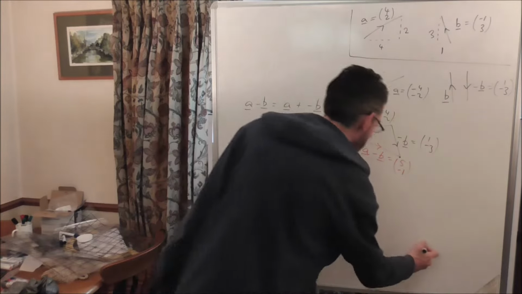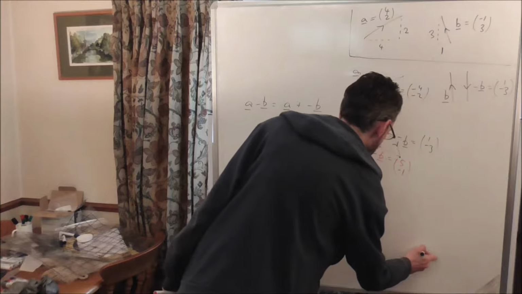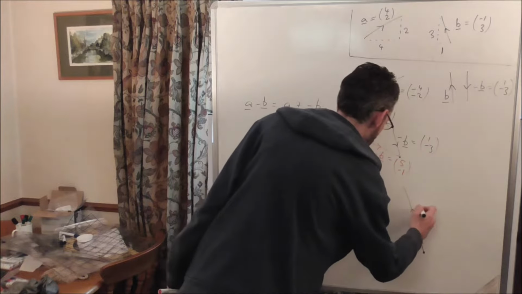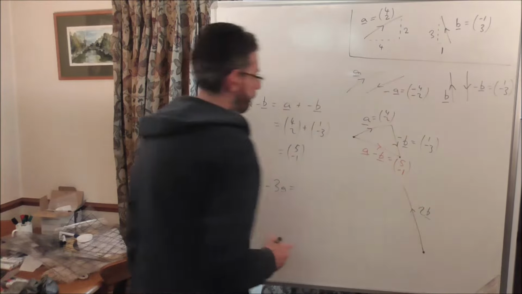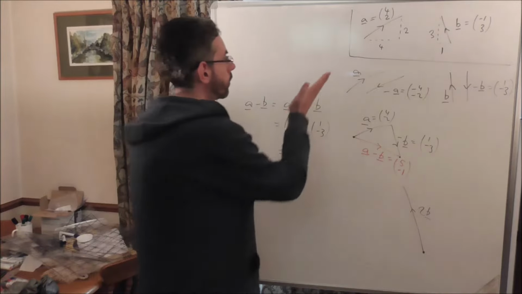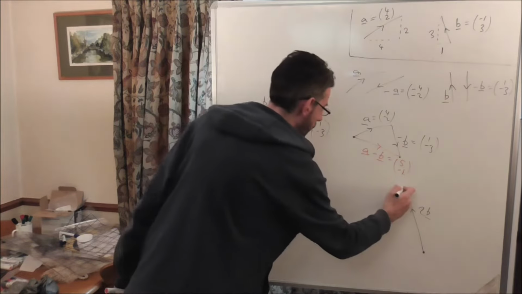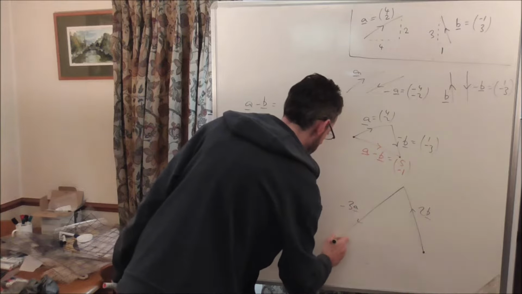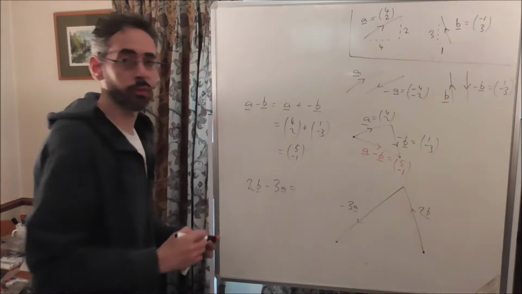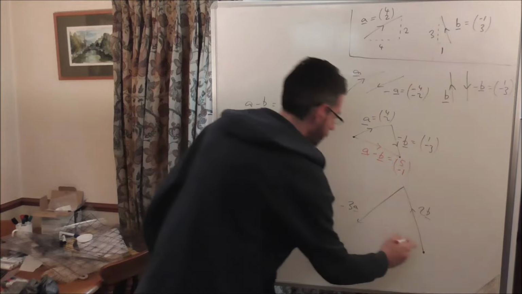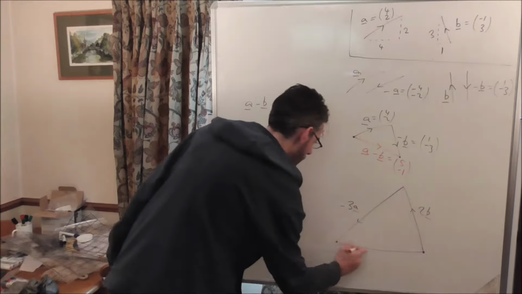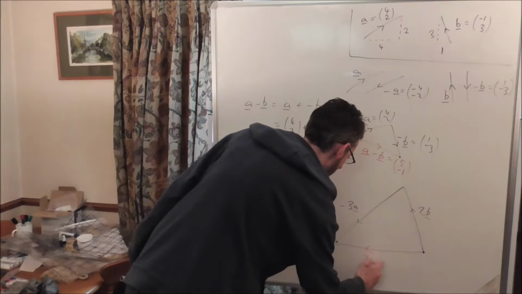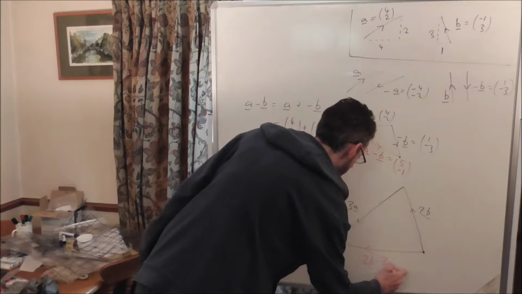So I'll start, let's say here. This is 2B, something like that. And then 3A would be that way. So minus 3A would be something like that. That's minus 3A. And 2B minus 3A is the overall journey from start to finish. So let's draw that. This is 2B minus 3A.